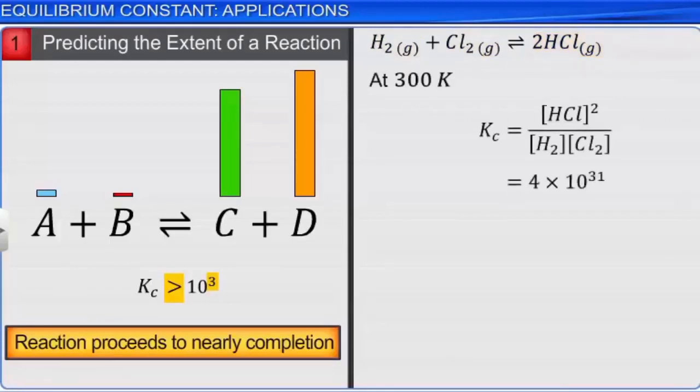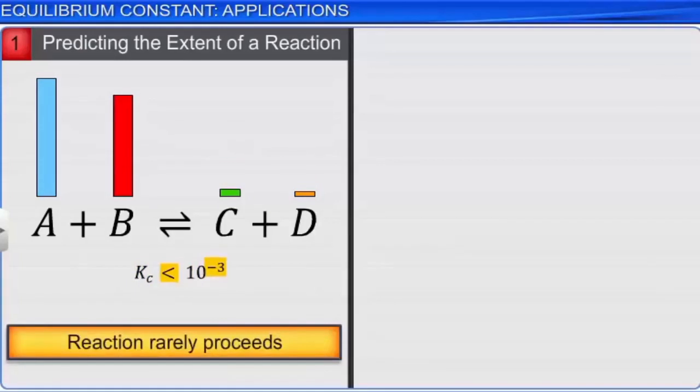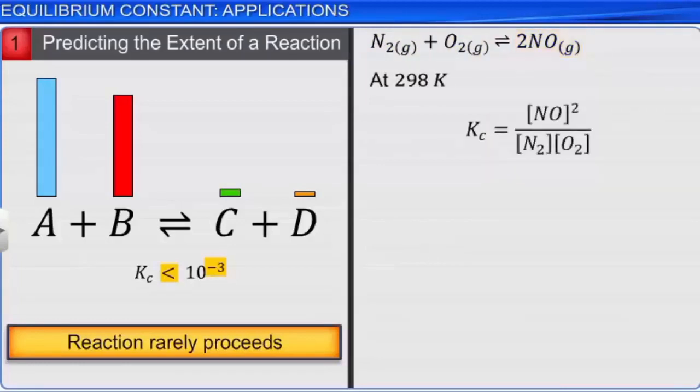If the numerical value of the equilibrium constant is less than 10 raised to the power minus 3, it means that the reaction rarely proceeds, and also that the equilibrium concentration of the reactants is large. For example, for the gaseous reaction of nitrogen and oxygen reacting to form nitric oxide at 298 Kelvin, the equilibrium constant has a small value of 4.8 into 10 to the power of minus 31.